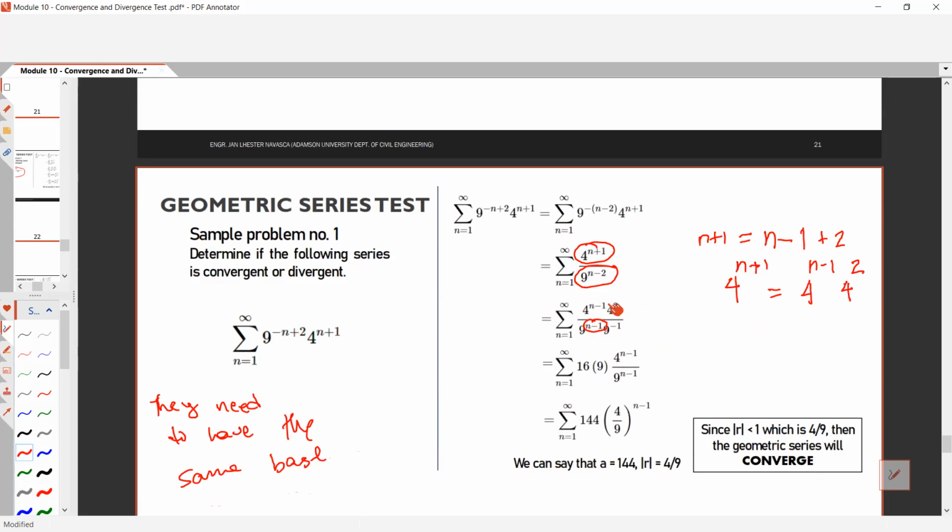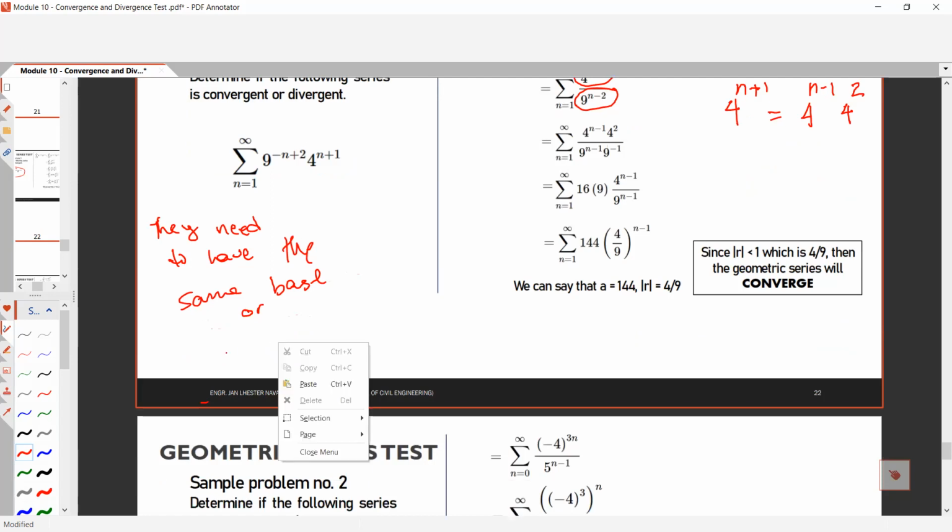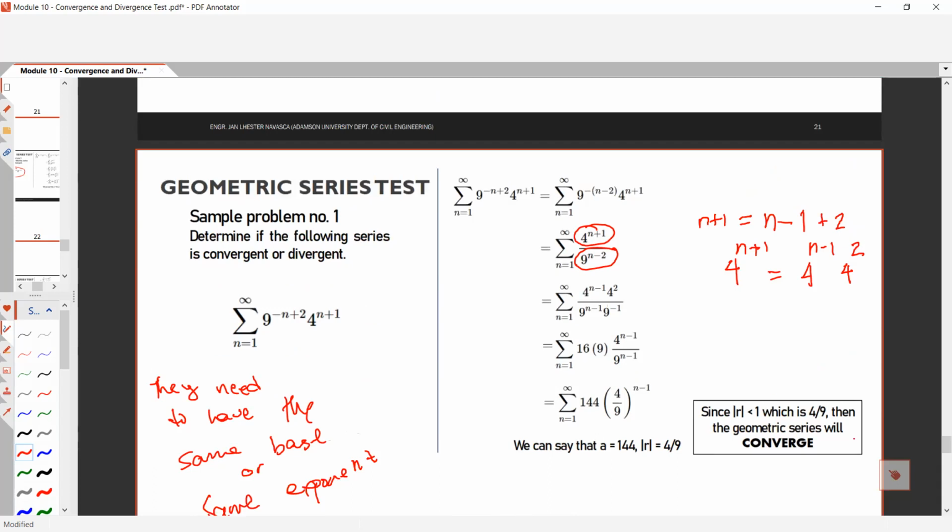So 4 raised to n minus 1 multiplied by 4 squared. Then next is 9 raised to negative n raised to n minus 1, multiplied by 9 raised to negative 1. Nakalimutan ko. This should be same exponent. Okay. So they need to have the same base or the same exponent to combine.